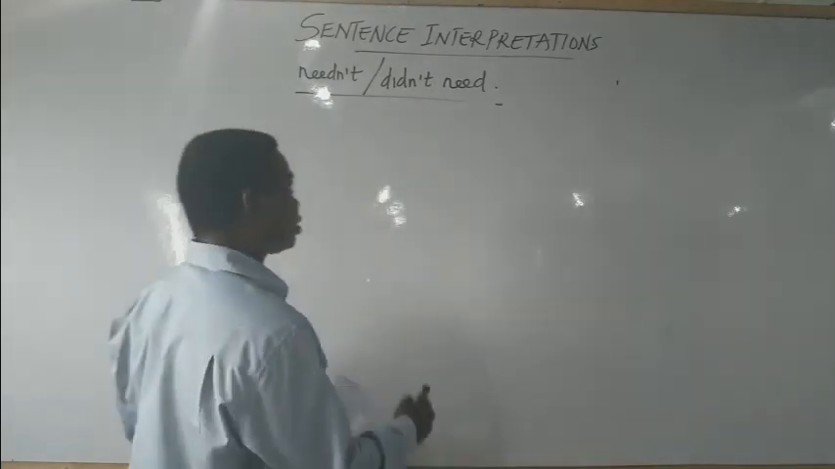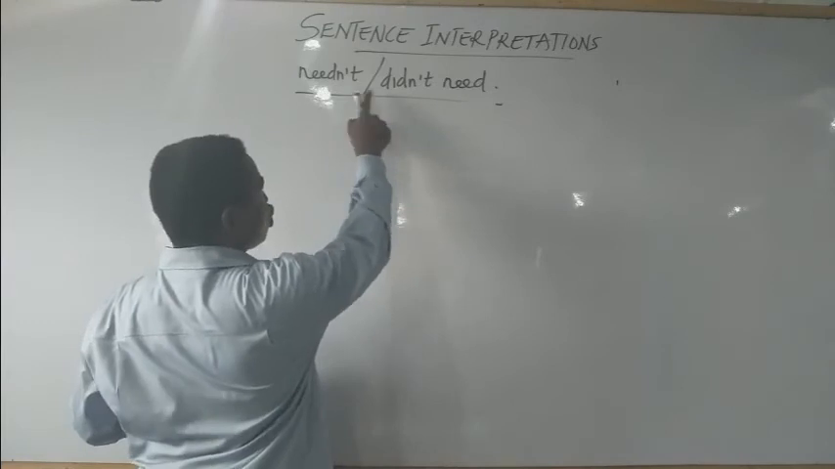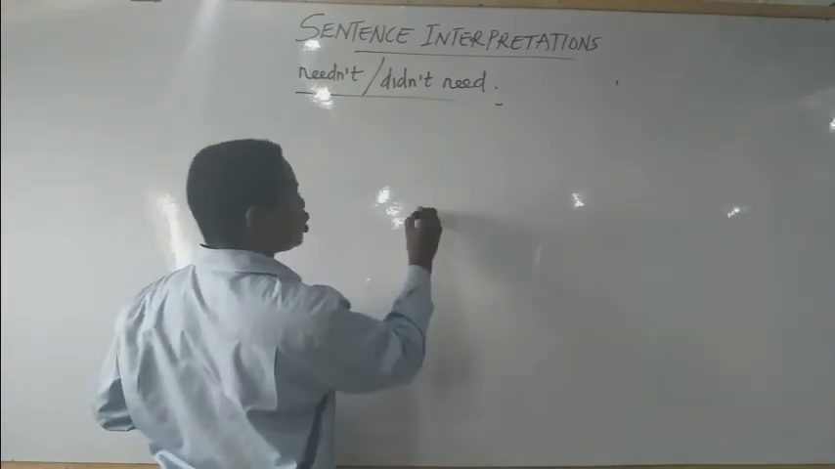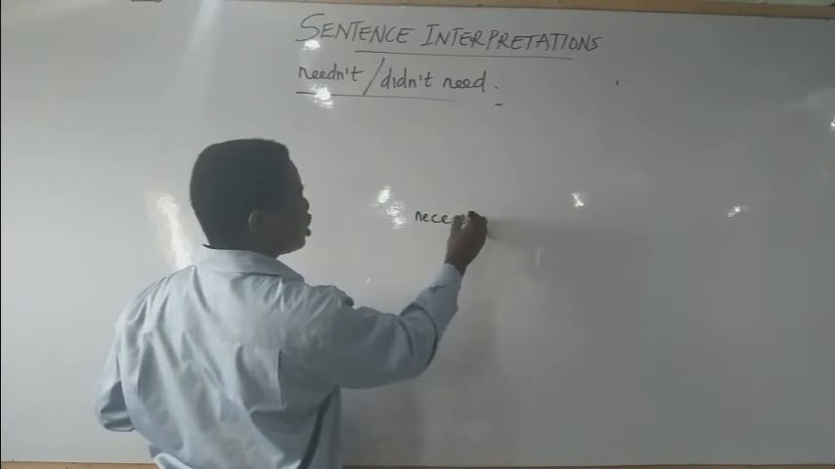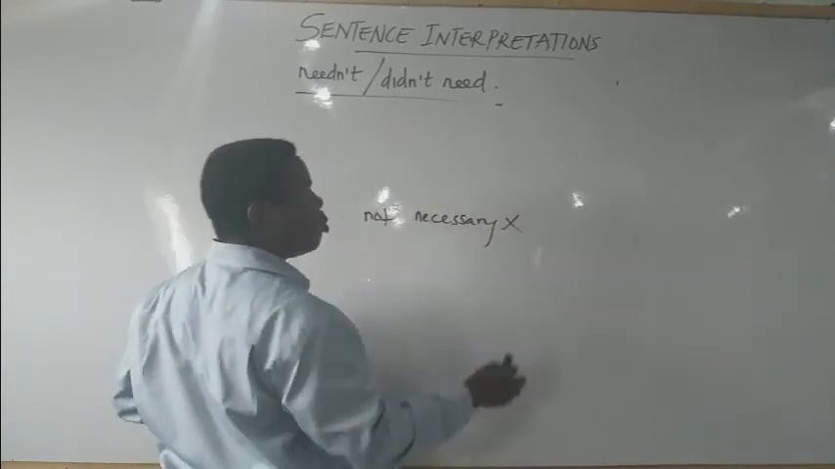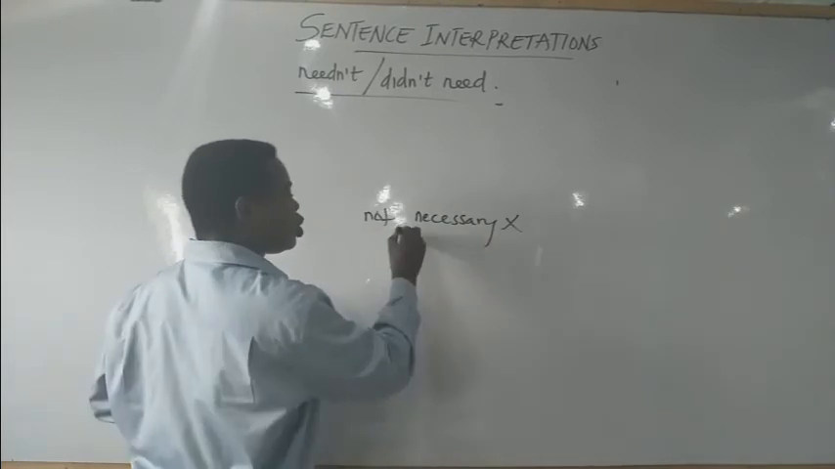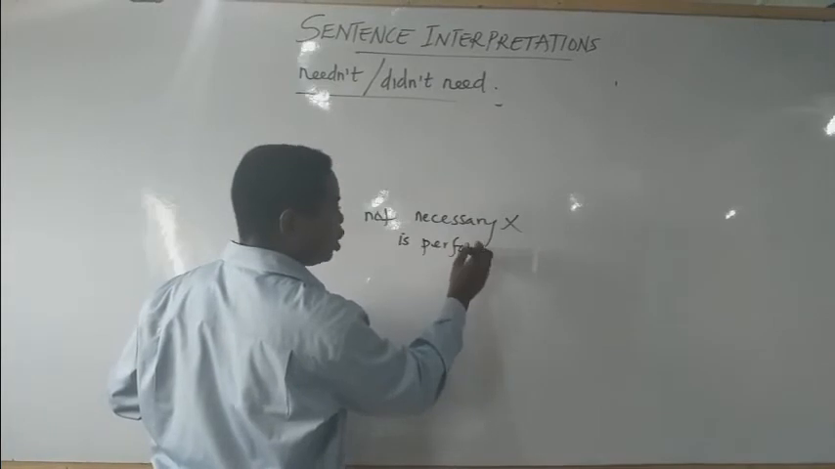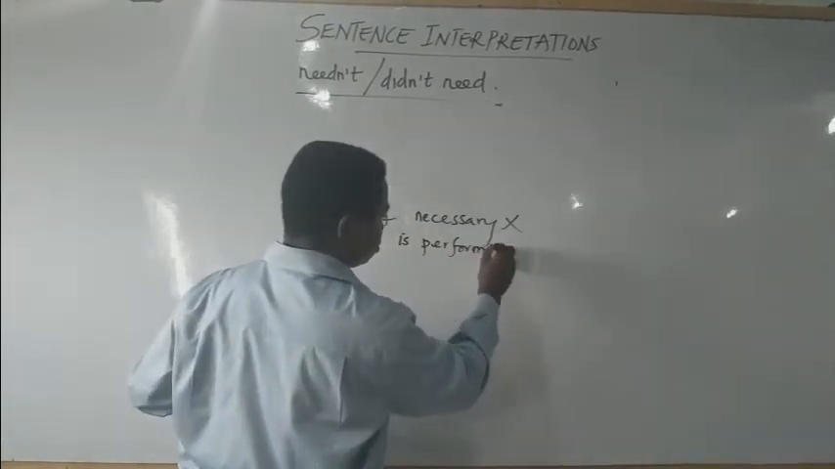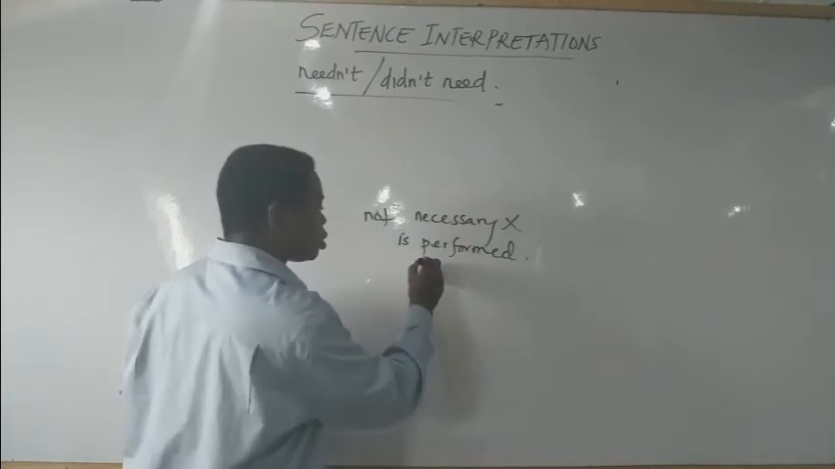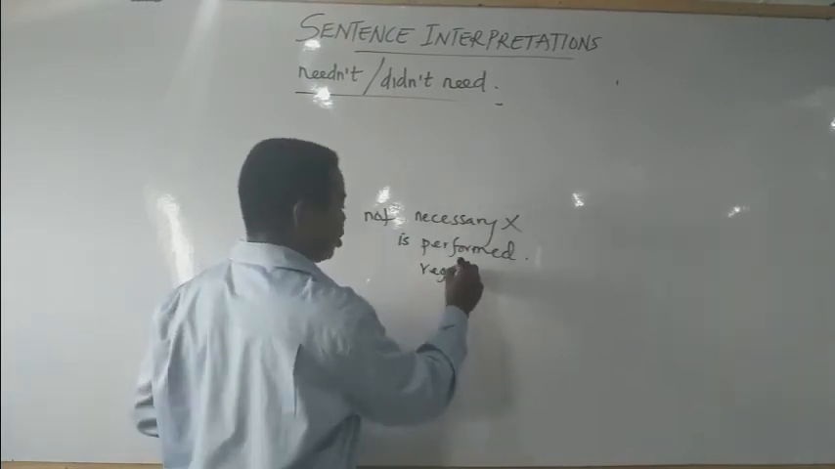I repeat, when needn't or didn't need is used in a sentence, it shows an action that is not necessary. The action is not necessary, but then the action is performed. And the result of the performance is a word: regret.